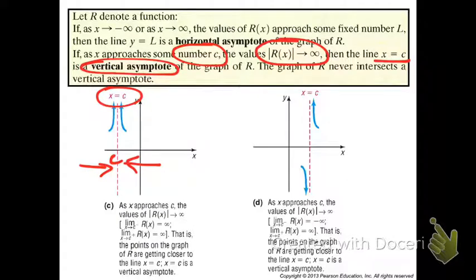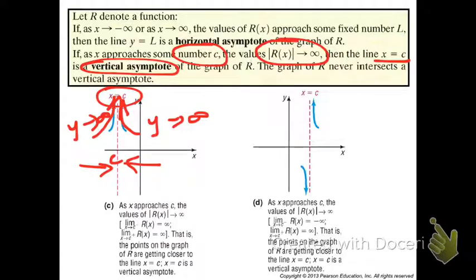The graph of R never intersects a vertical asymptote. It can, by the way, intersect a horizontal asymptote, but never can the graph of F, or whatever function it is, ever intersect a vertical asymptote. Notice here that as the Y values get bigger and bigger, that's where the Y values are approaching infinity. If the Y values are getting bigger and bigger from either side, we say that the Y values are approaching infinity. And infinity, again, is just a concept, it's not a number, so the Y values just keep getting higher and higher.